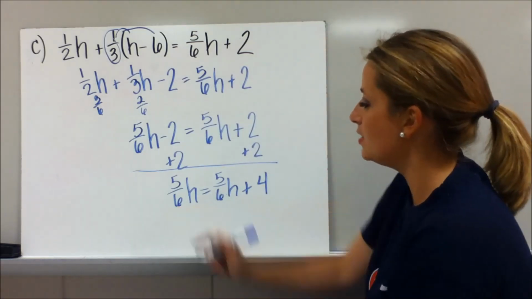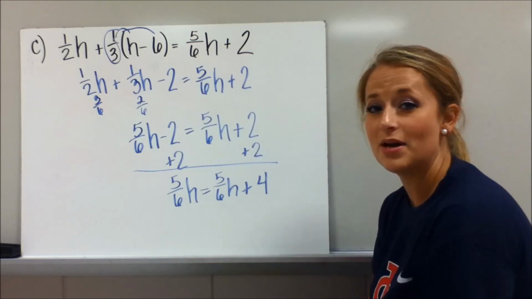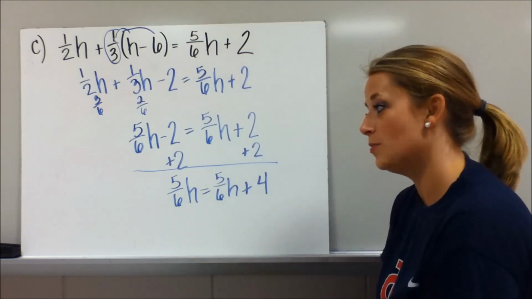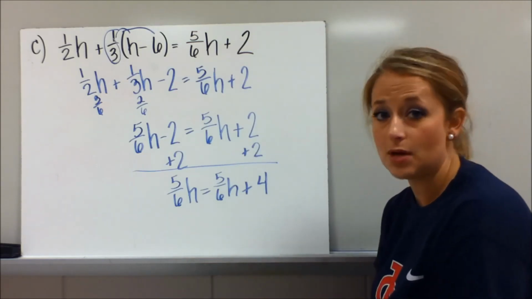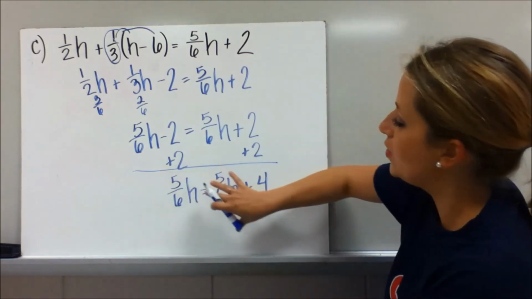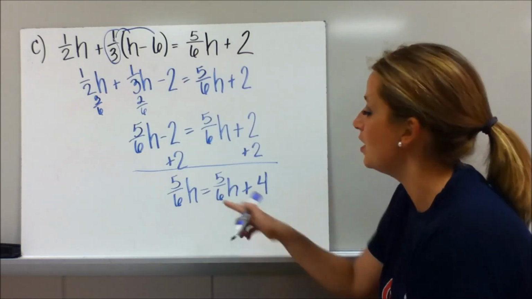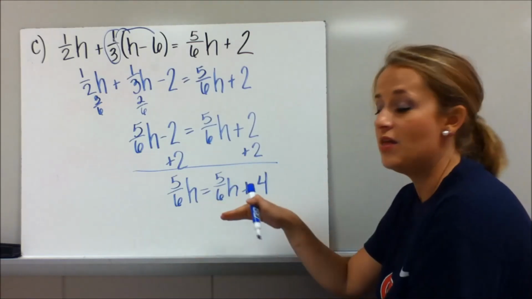Okay, I still need to reunite my variables, right? I need to move one of them. So if I say I'm going to get the lesser coefficient and move it over, well, they're the same coefficient. Is there any way that if I have the same thing equaling the same thing plus another thing? There is no way that that's possible. There is no value that h can be that can be true.